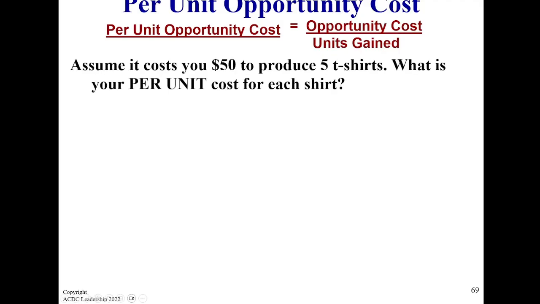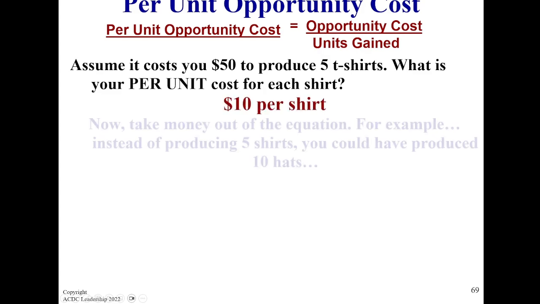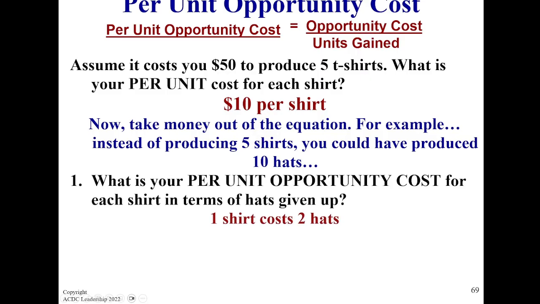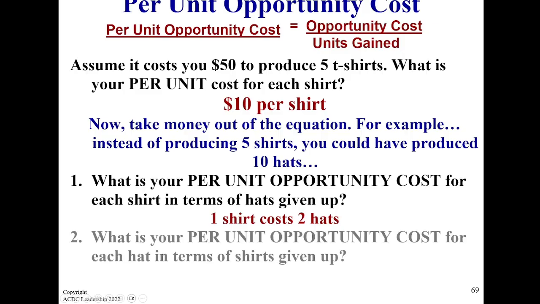So if it costs you $50 to produce 5 t-shirts, per unit cost is just $10, right? And if we take money out of the equation, instead of producing 5 shirts, you could produce 10 hats, right? But you're producing one more shirt in exchange for 2 hats. So one shirt costs 2 hats. So one hat costs 1/2 shirt. So we'll be using this to essentially determine terms of trade.